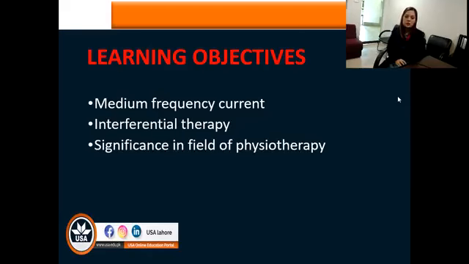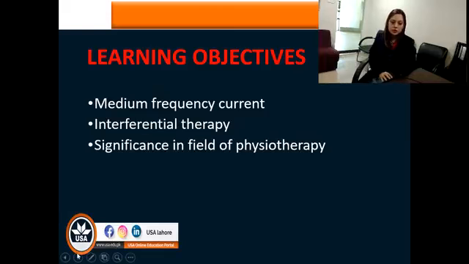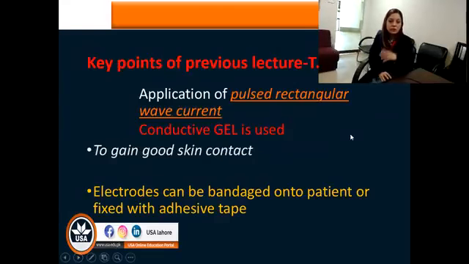So let's jump towards today's lecture, that is medium frequency current.